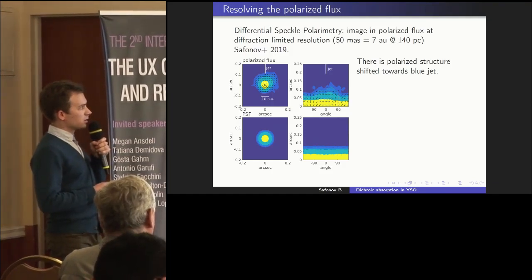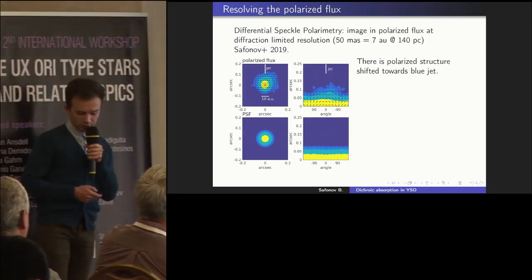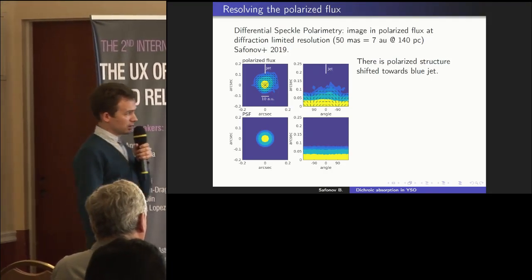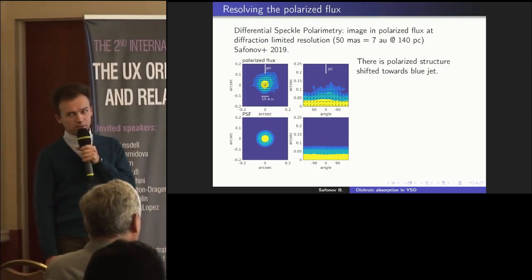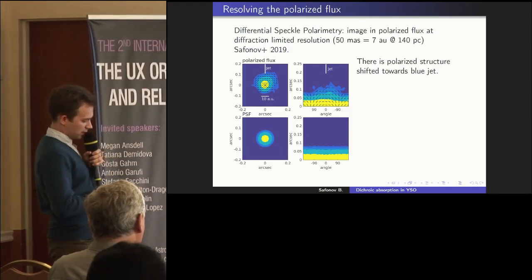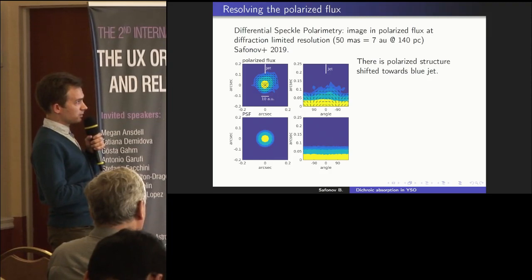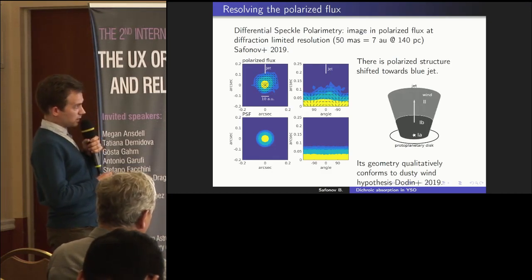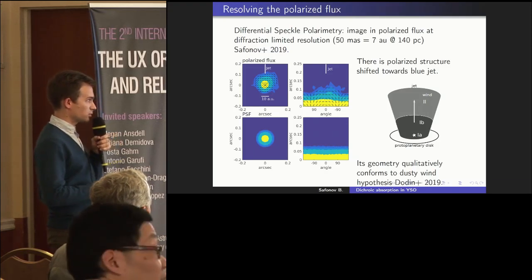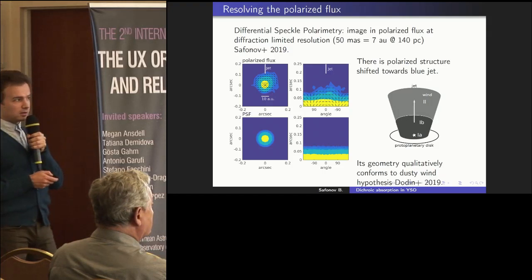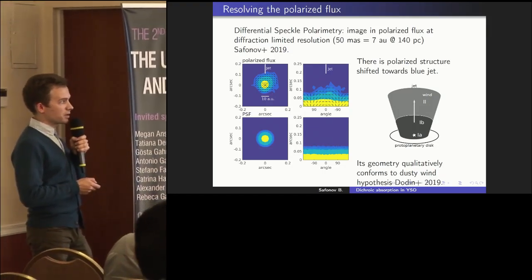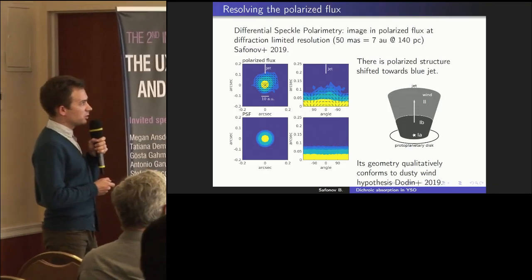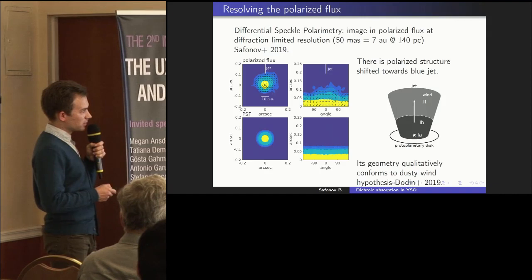We don't use a coronagraphic mask and we don't have saturation effects, and because of this, we can detect and characterize polarized flux which is collocated with the star. So we avoid the inner working angle problem, which is present in coronagraphs. You see that there is a resolved polarized structure which is displaced towards the blue jet, and it is roughly qualitatively consistent with the dust-wind model. So there is something above the protoplanetary disk, and we actually see it. But a lot of polarized flux is generated in an unresolved region around the star.